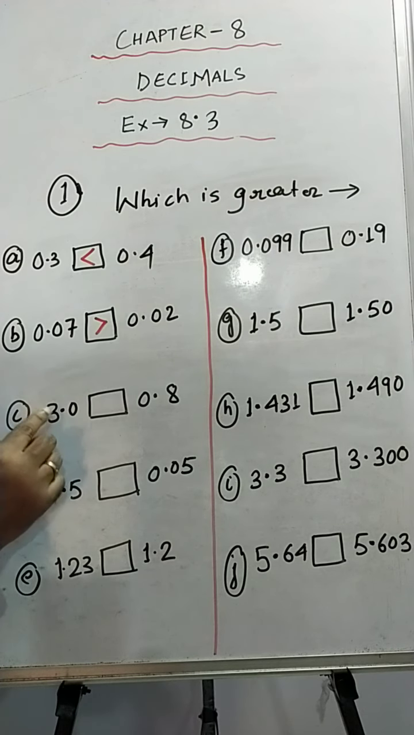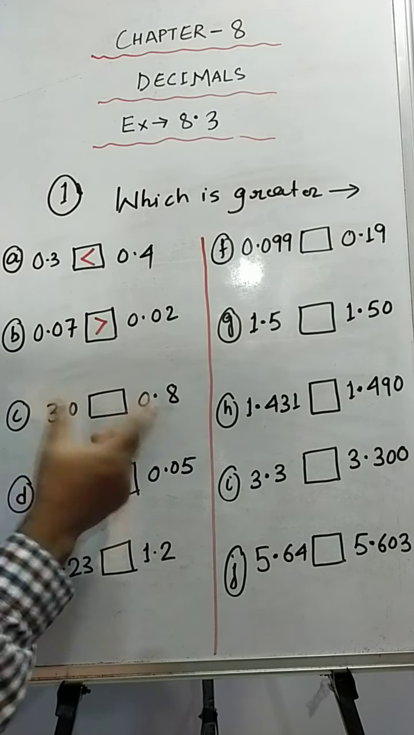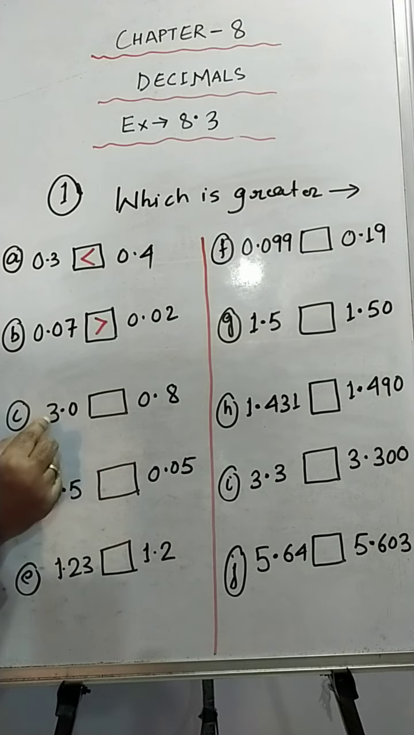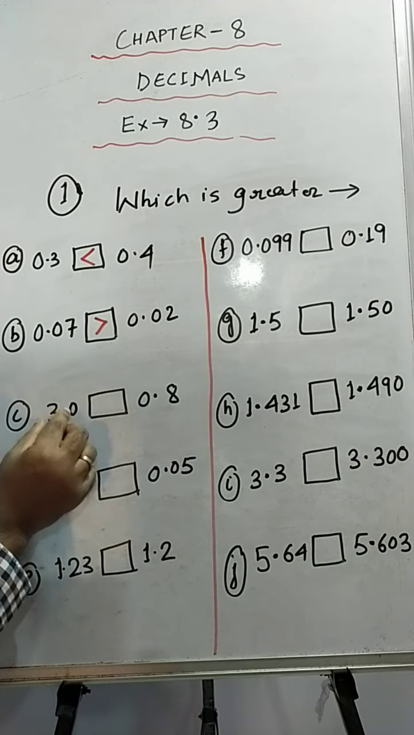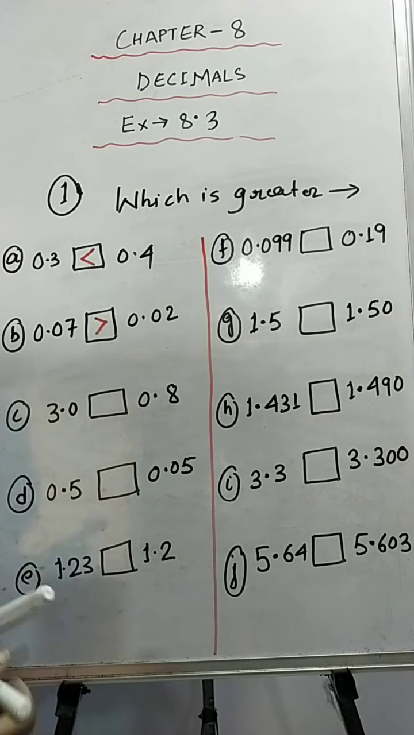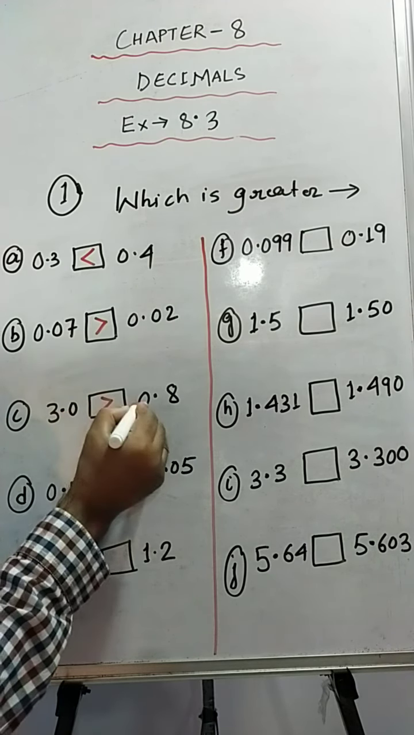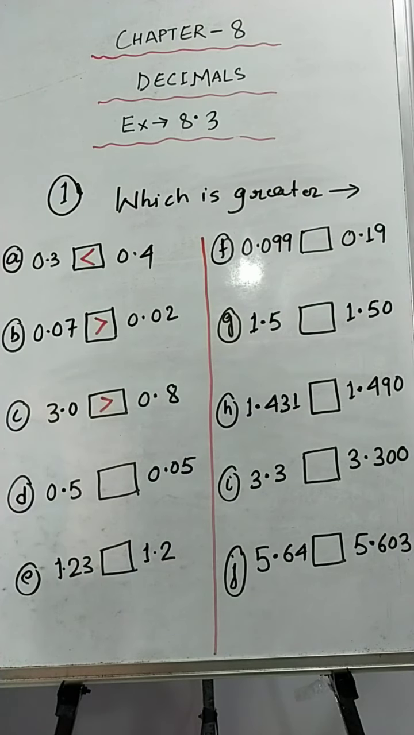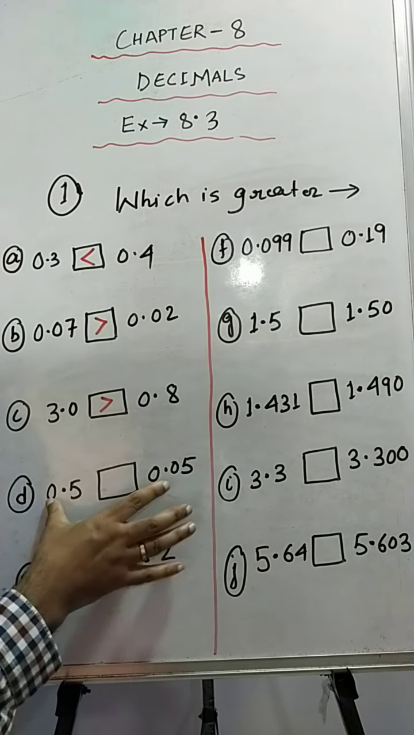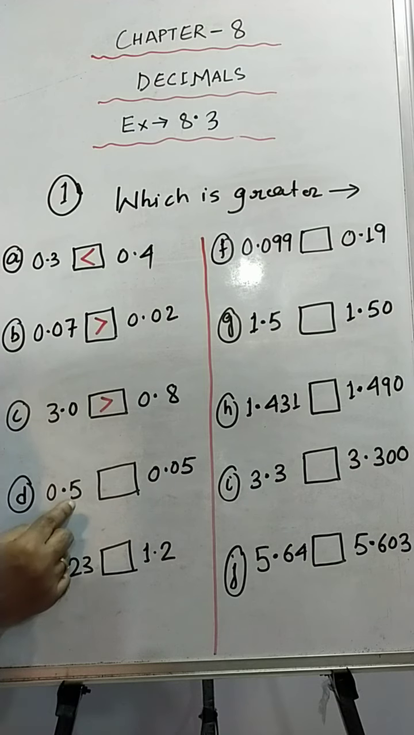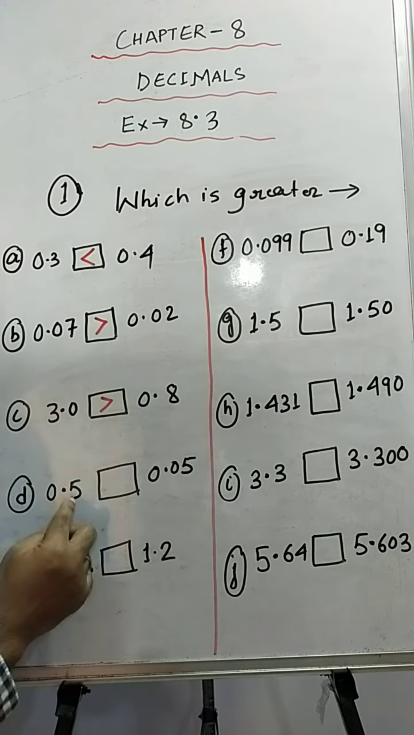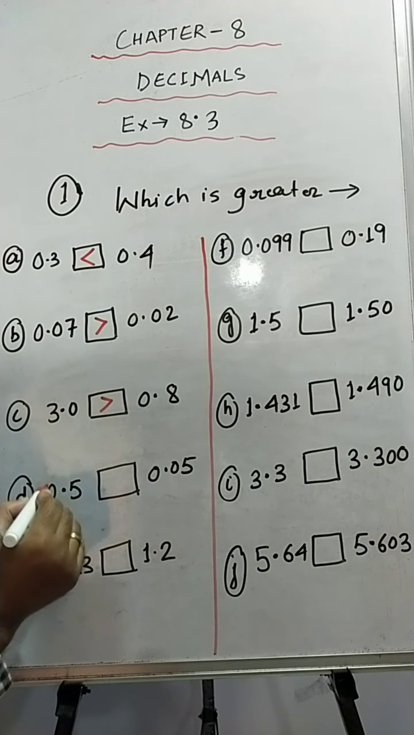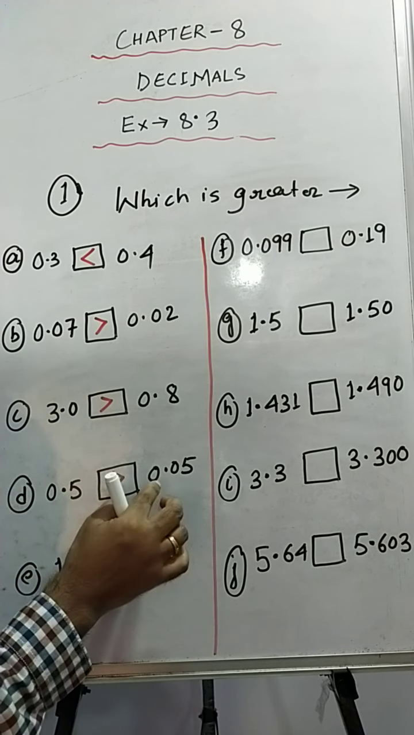Okay. Now we'll compare the whole part first. This number is carrying 3 as a whole part and this number is carrying 0 as a whole part. So which is greater? Obviously 3. So 3 is greater than 0, isn't it? Now the same thing here. Whole part 0 and 0, same. 10th part we are having 5 and here we have 0. So which number is greater? 5, obviously. That means 0.5 is greater than 0.05.